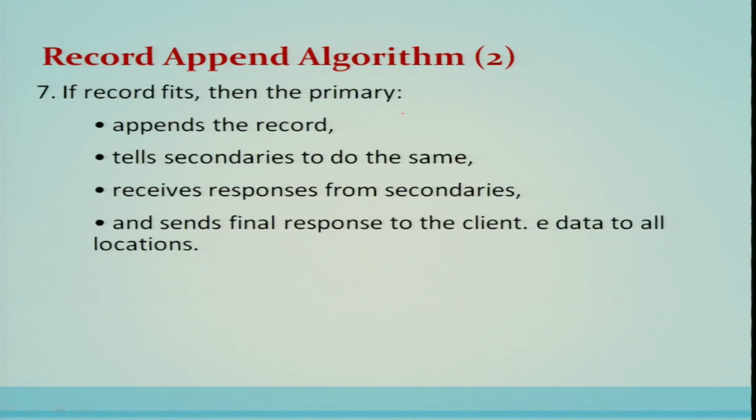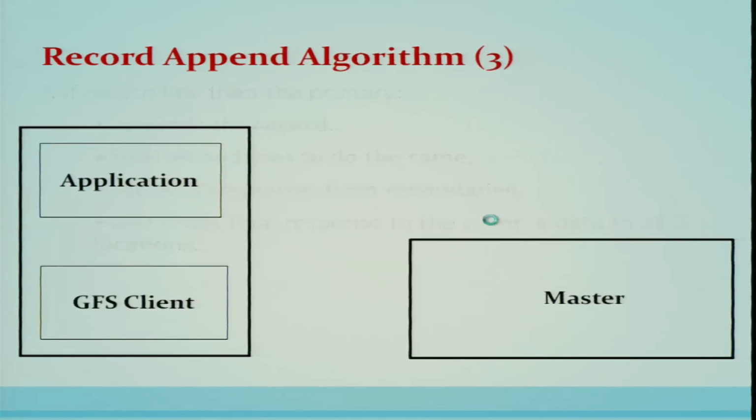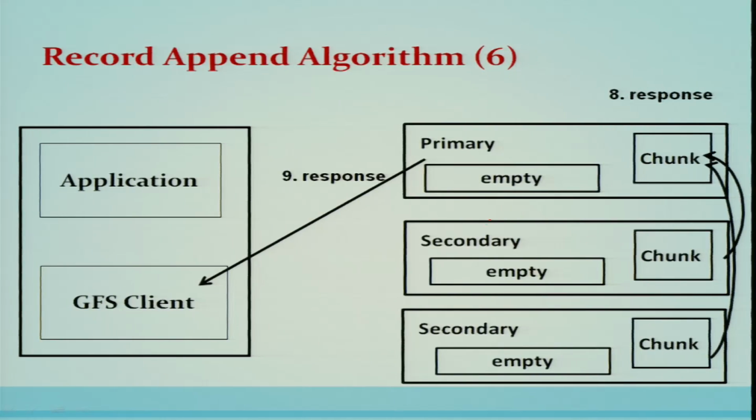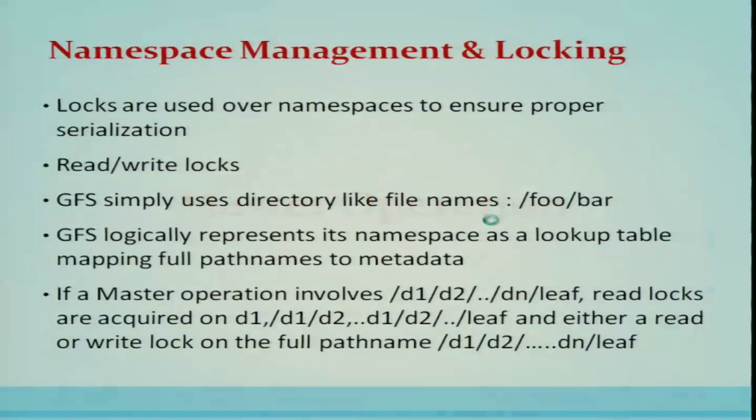And if the record fits, then the primary appends the record, tells the secondaries to do the same, receives the response from the secondaries and sends the final response to the client, that is data to all the locations. So it is almost the same as the write operation, but it will be written at the end, that is called the append operation.